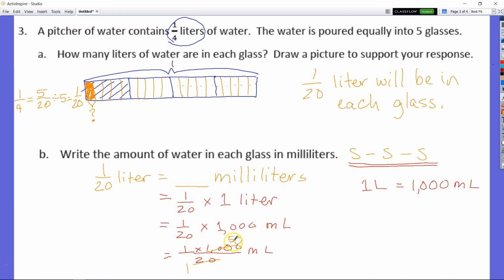And I know 50 times 1 is 50. Divided by 1 is still 50. So my answer here would be 50 milliliters.